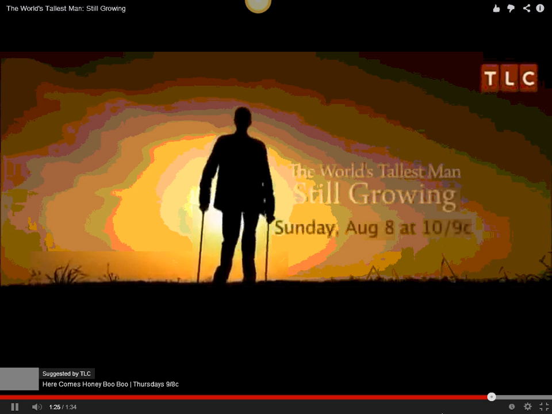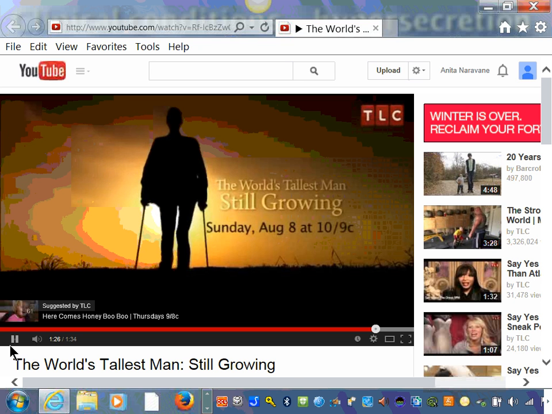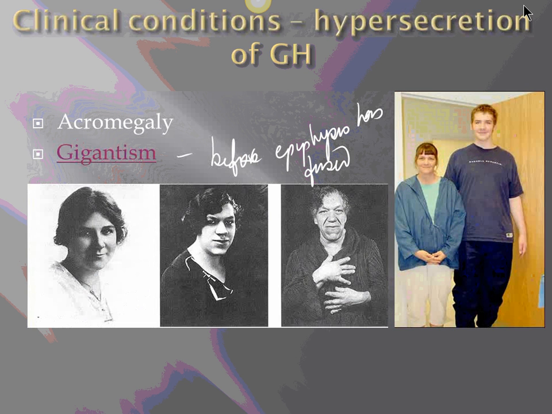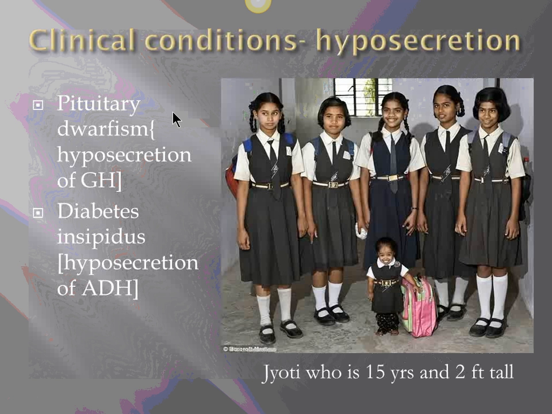So, growing in height is bad enough, but then it has effects on all of the other organs as well. Now here is a condition where there is hyposecretion of growth hormone. So in the case of hyposecretion of the growth hormone, the person is proportional but very, very small. So this is known as pituitary dwarfism. So this pituitary dwarfism is hyposecretion of growth hormone.